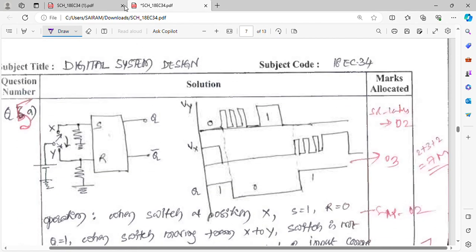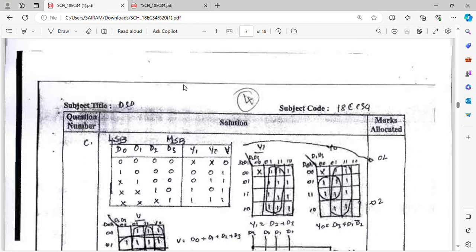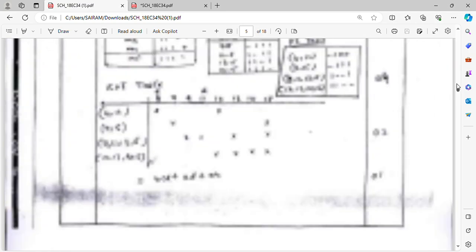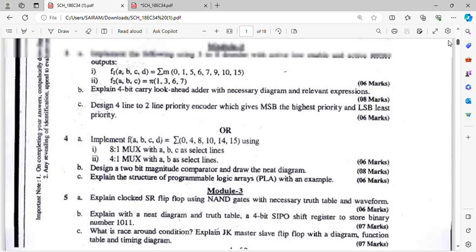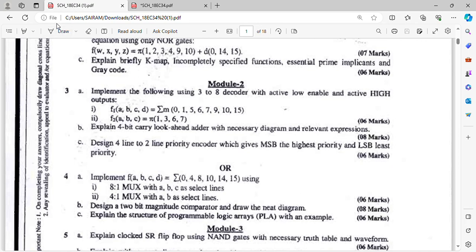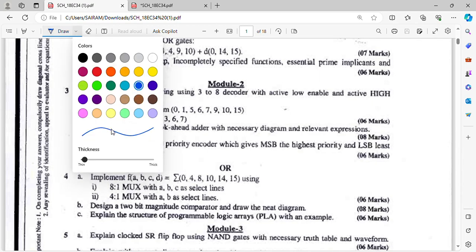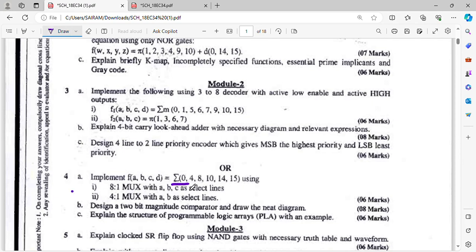Okay. So now let me come to this particular question paper. In this particular question paper, it is the 4A question which is asked. In the 4A question, you can see that it says: design this using an 8:1 multiplexer with ABC as select lines, all the three together, and in the 4:1 multiplexer it is C and B as select lines.